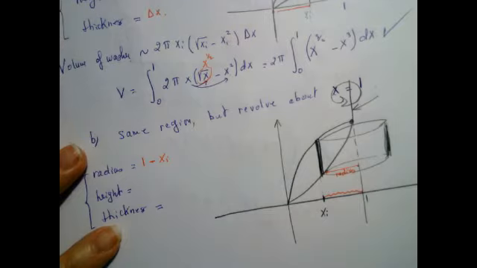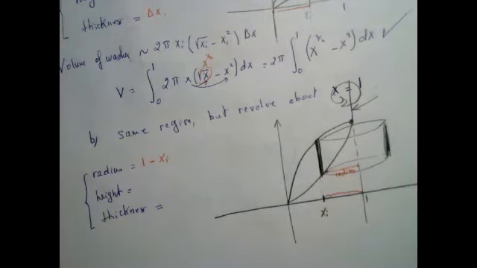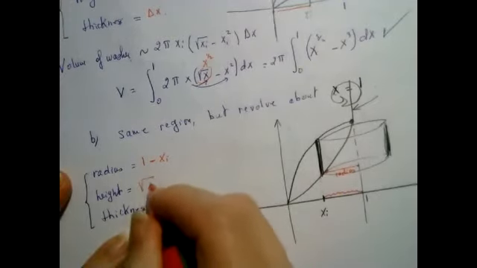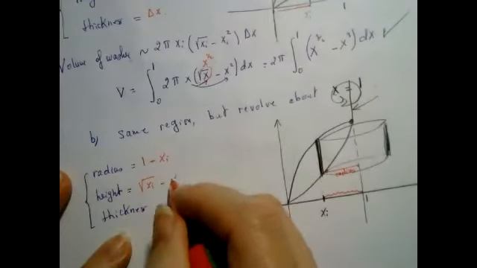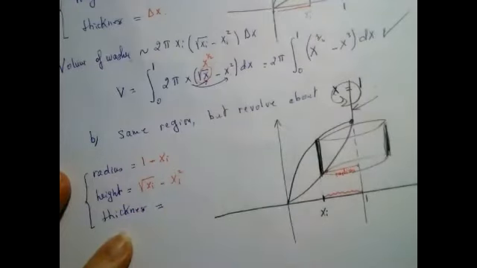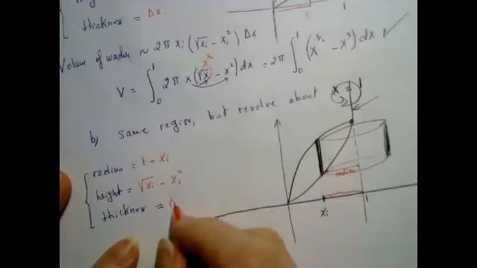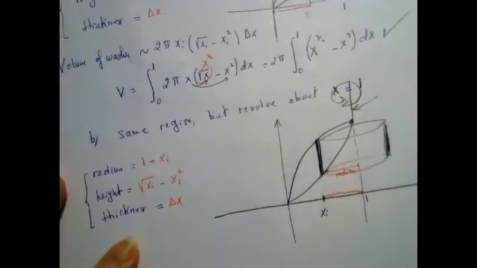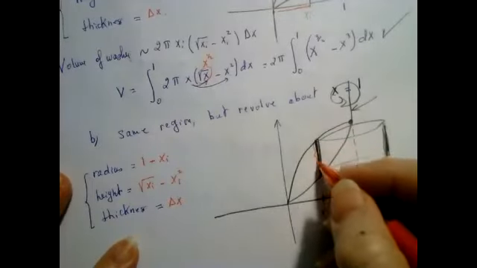The rest is verbatim the same. There is nothing new in the problem. It's only the radius that's changed in this scenario. I'm only changing the radius. So my height is the square root of xi minus xi squared. My thickness is the delta x. So this is my height here.